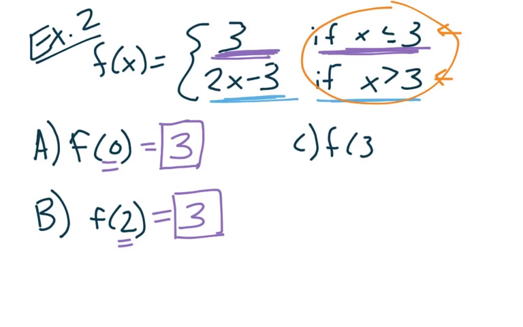Let's try f of 3. Again, we have to ask ourselves, is it less than or equal to 3 or greater than 3? Well, it's equal to 3, so that means we use this top piece. So it's just going to be equal to 3.